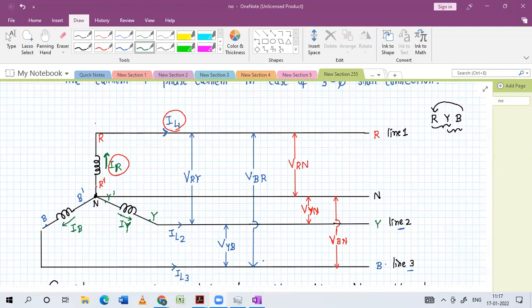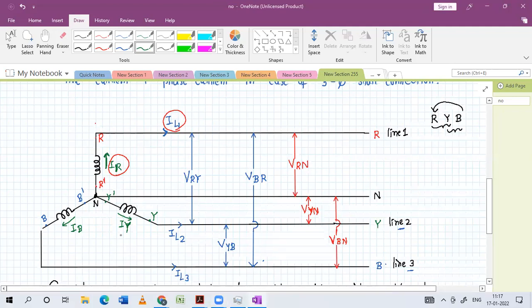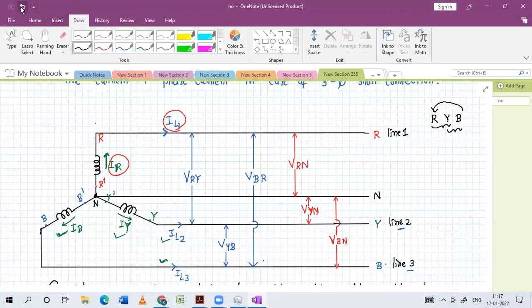In the same way here, see the arrow of IY. Can I say IY and IL2 are the same? Yes, Jay, IY is equal to IL2. In the same way I can say IB and IL3. See, this is my IB and this is my IL3. So can I say IB is equal to IL3? Yes or no? Okay, Fiza.